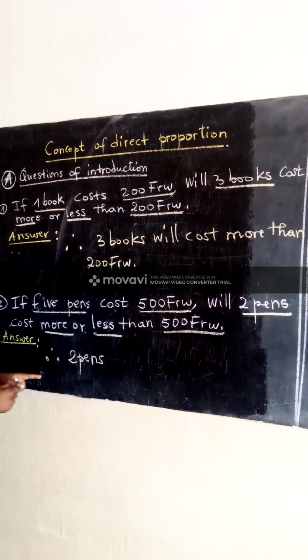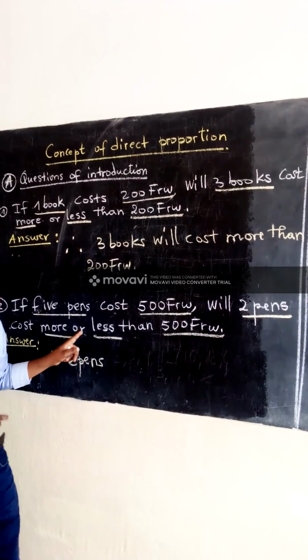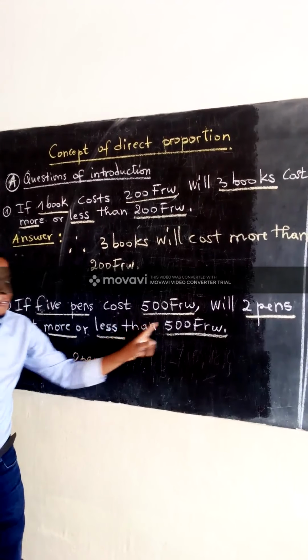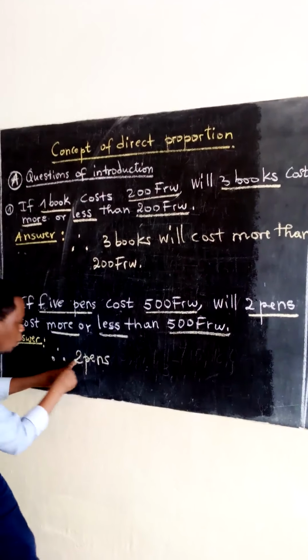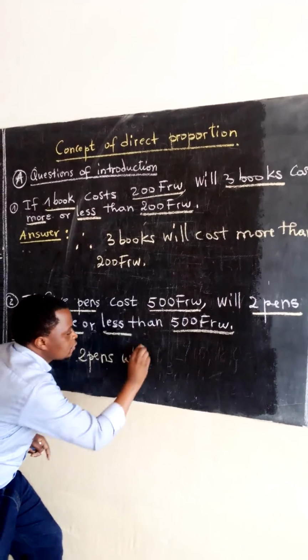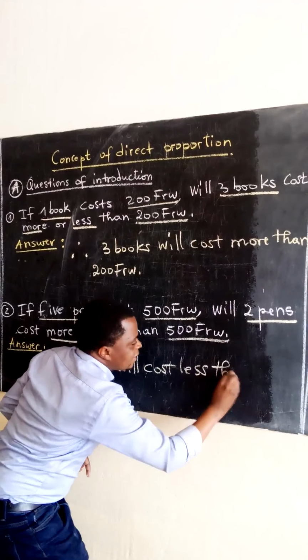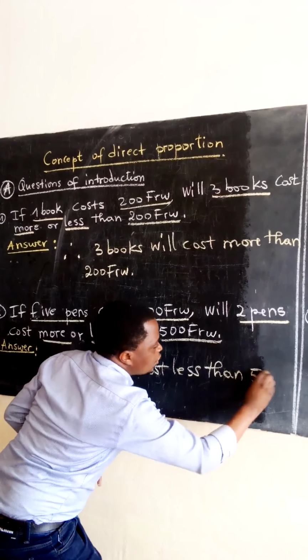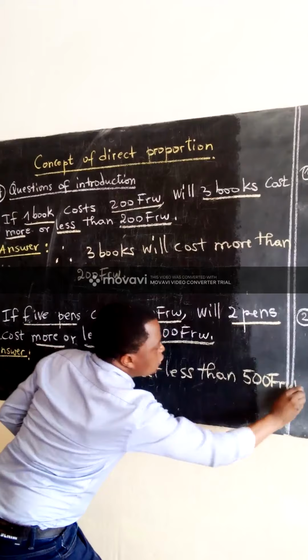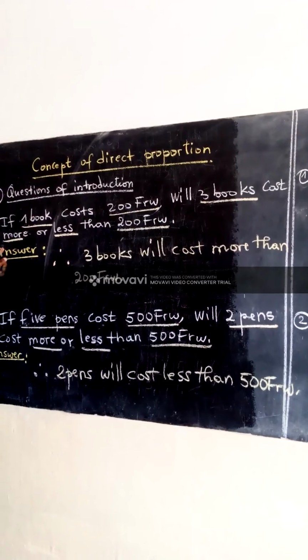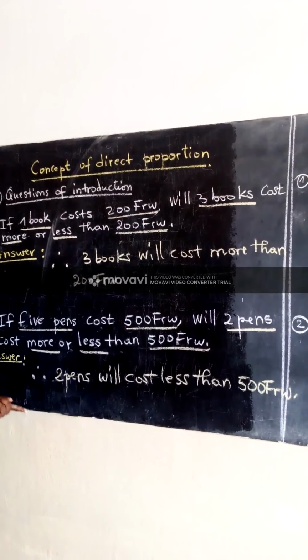It is very clear that 2 pens will cost less than 500 francs. This is what we call proportion. Even for you, you can give the definition.